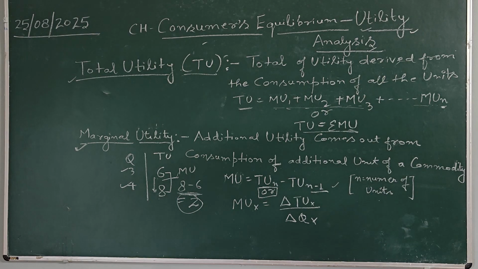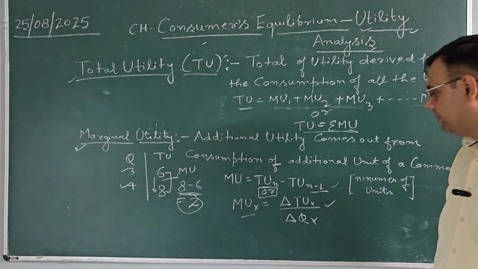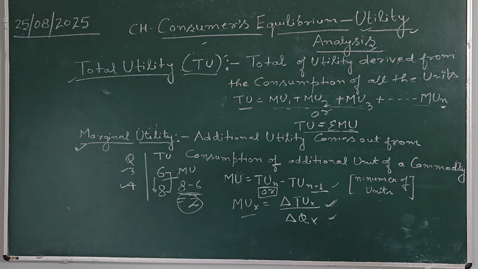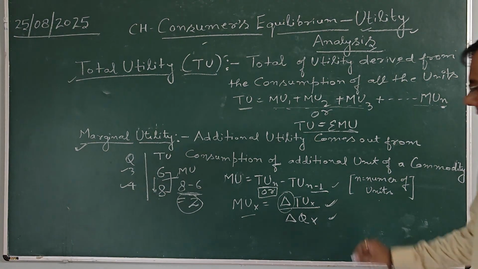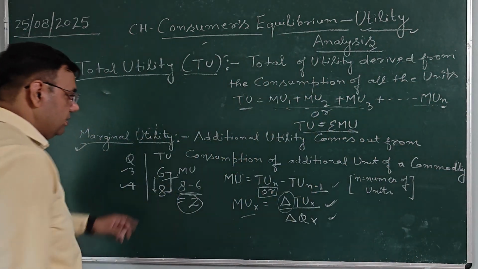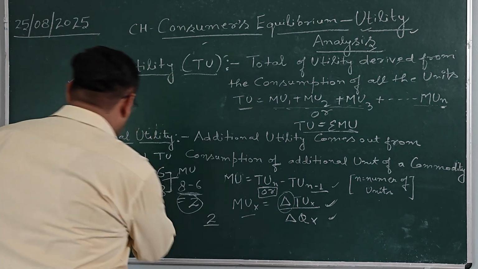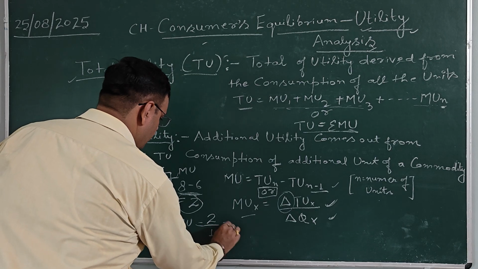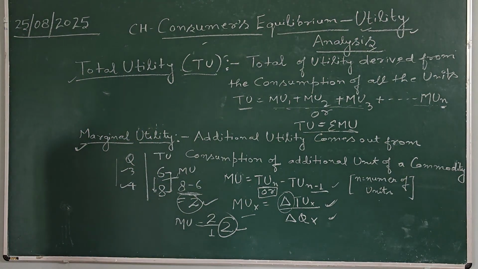Or the other formula of marginal utility is the difference of total utility divided by the difference of the units or quantity. So the meaning of this is delta TUx upon delta Qx. Here the difference of the total utility is 2 and the difference of units is 1. Marginal utility is 2. The answer is the same. So with both formulas we find out the value of marginal utility.